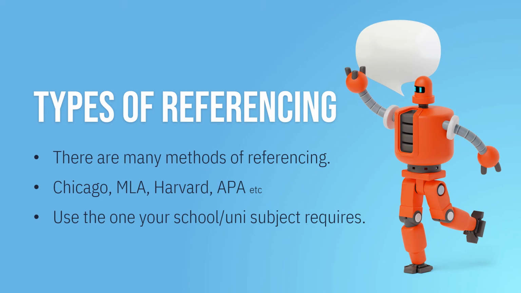So there are many types of referencing. Chicago, MLA, Harvard, APA, and so on. Just make sure that you use the one that your school or university subject requires.